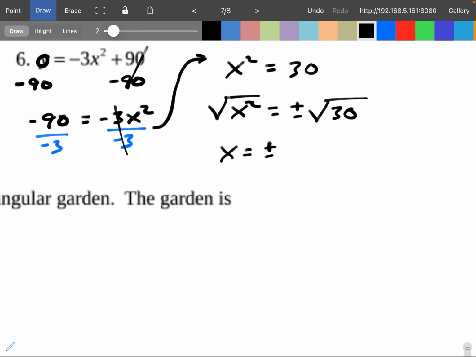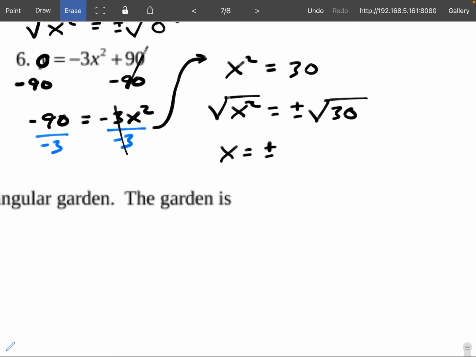So on the left-hand side, you've got the square root of x squared. That's going to give you x equals plus or minus the square root of 30, which you've got to get off the calculator. Now you do know the square root of 25 is 5, and the square root of 36 is 6, and 30 is between 25 and 36. So your answer is going to come out somewhere between 5 and 6. But you do need the calculator. So make sure you know how to take a square root on the calculator, you guys.